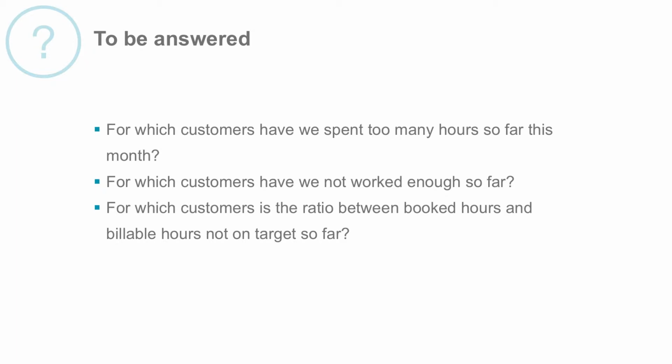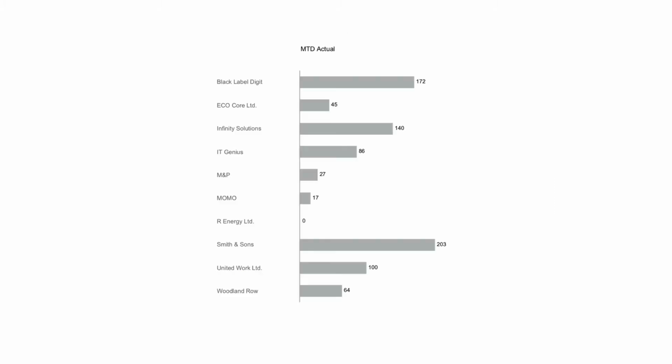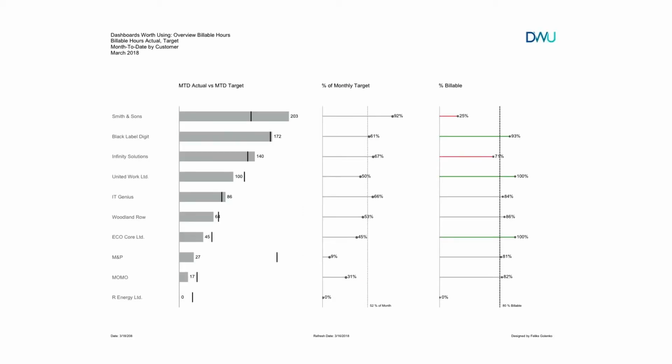For which customers have we spent too much time? For which not enough? And what is the billable ratio? And a report like this does not answer these questions. Neither would something like this answer these questions, even if it's more pleasant to look at and better readable. The problem is that just having actual month-to-date numbers is not enough.